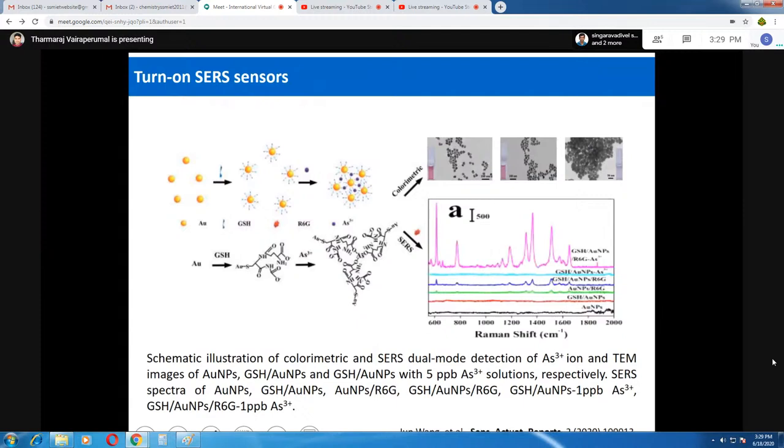Turn on the sensor. Here it's very simple, okay? Metal nanoparticles can be functionalized with the binding receptor of diglucuronic acid, and rhodamine adsorbed on the surface will enhance the Raman signals. Then in the presence of arsenic, they aggregate and enhance the signals.